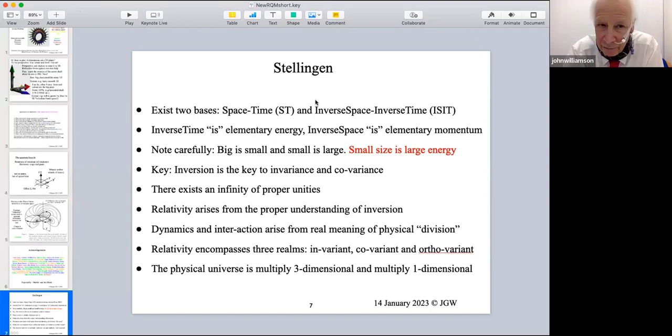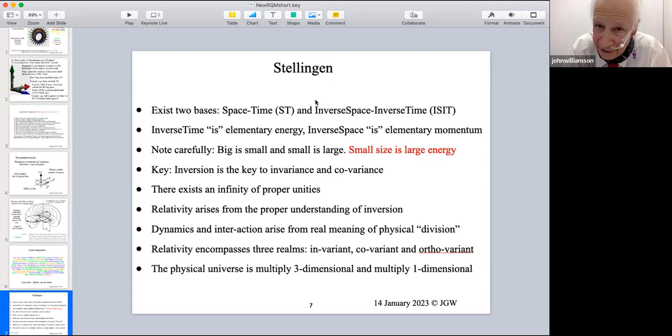One very important thing is there are two bases. There's a space-time basis, but equally there's an inverse space, inverse time basis. These two sets of coordinate systems are both perfectly good. One is the space in which you move, space-time, but the other is the space in which you exist, the inverse space, inverse time space, in which inverse time is frequency. E is h nu: energy is Planck's constant times frequency. There's a sense in which energy is frequency. This is the energy space.